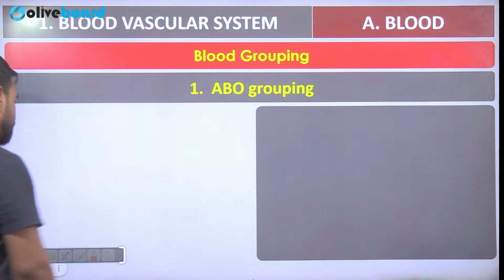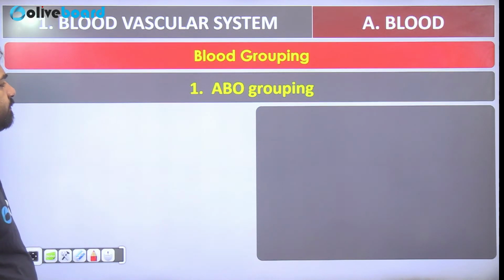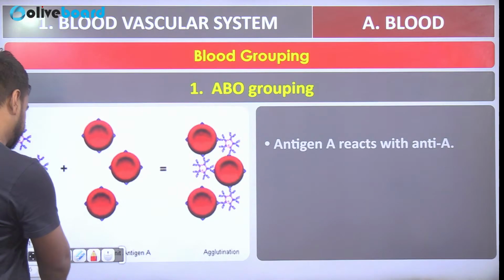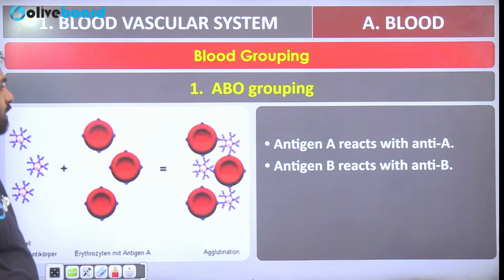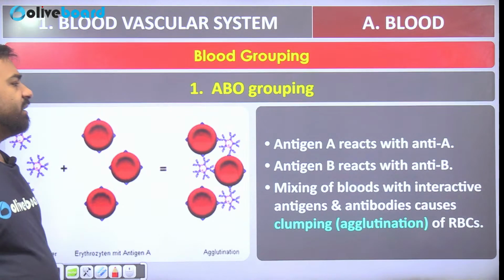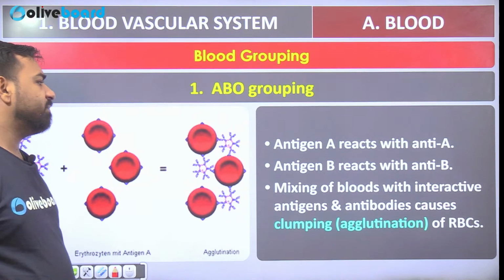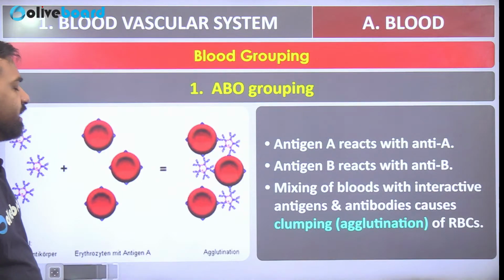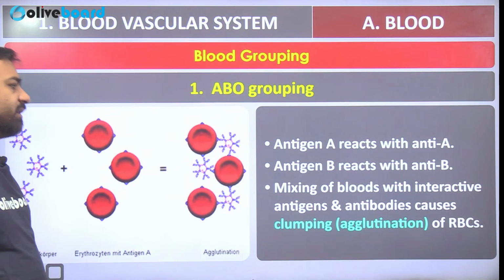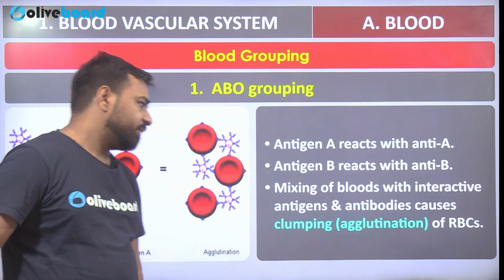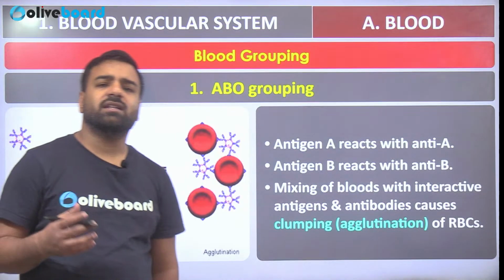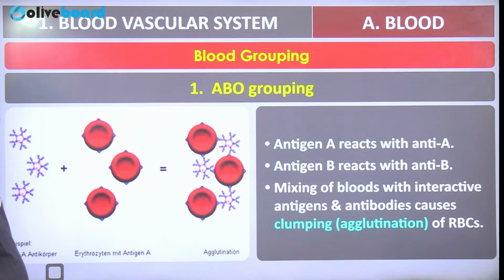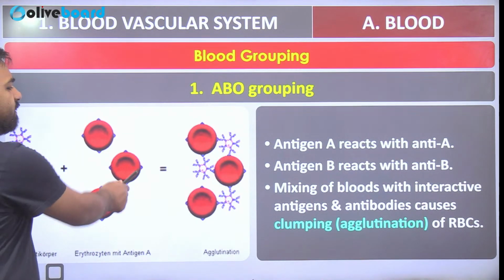So if I talk about this ABO grouping here, just see. Antigen A reacts with antibody A, antigen B reacts with antibody B. So mixing of blood with interactive antigens and antibodies causes clumping, that is agglutination of the RBCs, or we can link it with blood coagulation, or blood clotting. Okay, so now proceeding further.